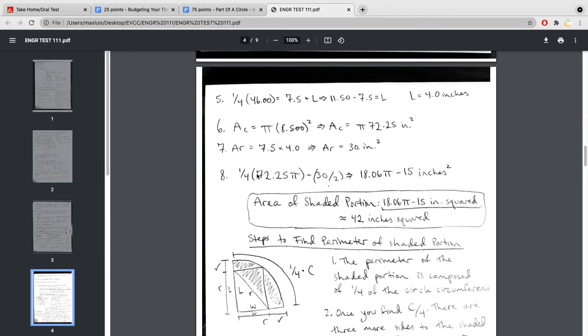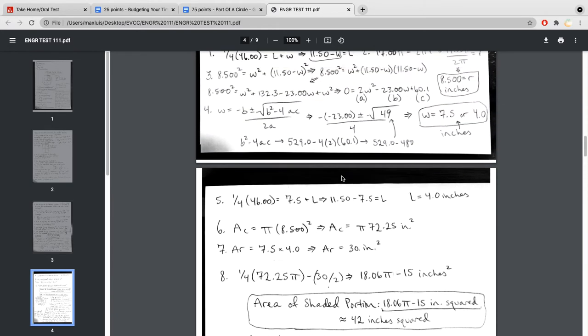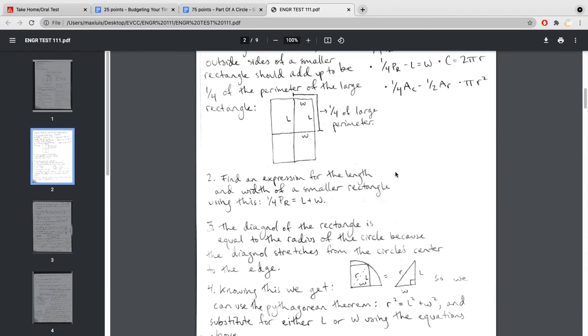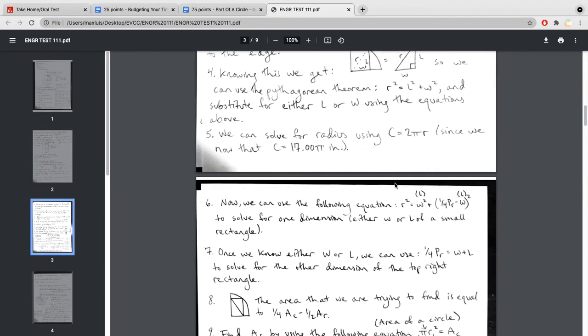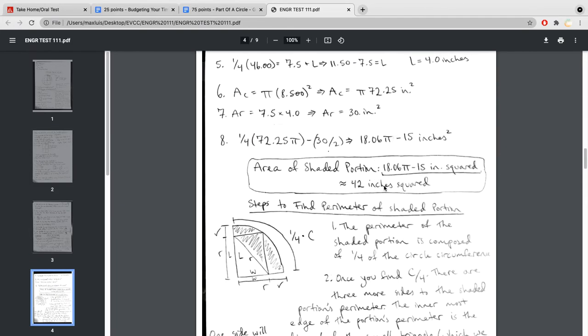And now we're going to jump back up here to our equation of 1/4 area of the circle minus 1/2 area of the rectangle to yield the area of the shaded portion.